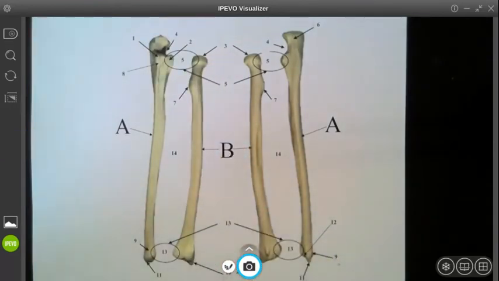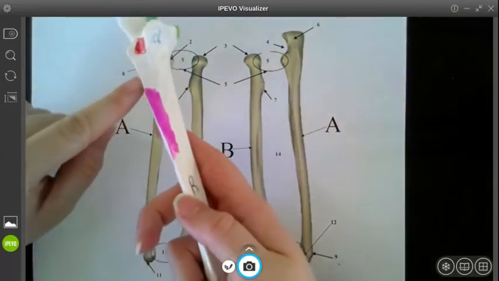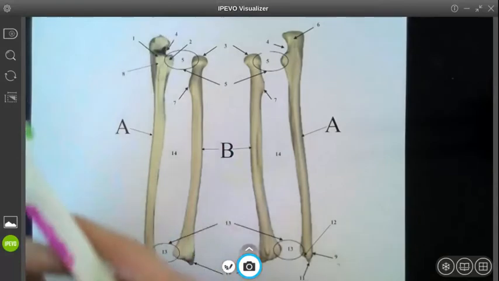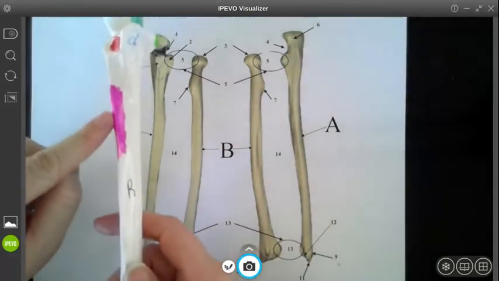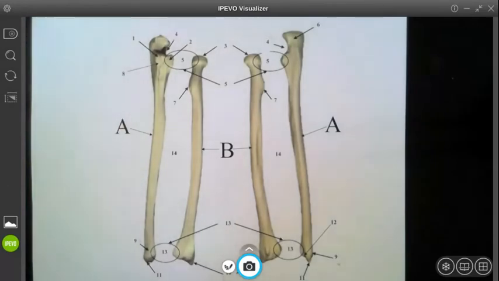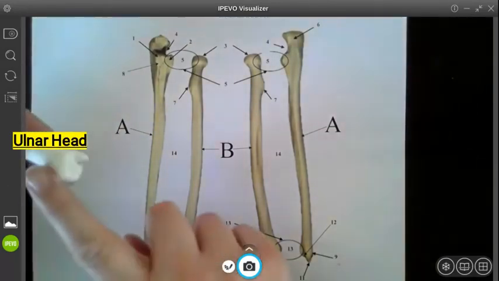Number 8 is the ulnar tuberosity. Number 8 should actually be pointing to here. This is the ulnar tuberosity, which I don't have labeled. That should be pointing down, the ulnar tuberosity. Number 9 is the ulnar head. So this is the end.